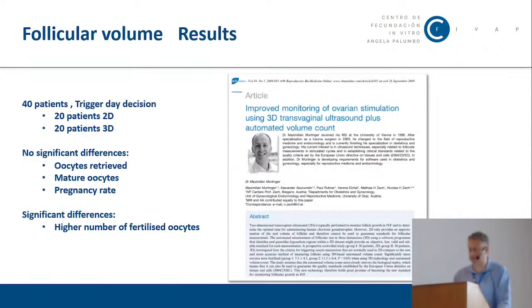Mortinger, also in 2009, carried out a study comparing 2D versus 3D ultrasound in the decision to induce ovulation. The difference with our work was Mortinger used the diameter of the sphere obtained for the follicular volume. In 40 patients, separated in two groups, they obtained no difference in the number of oocytes, mature oocytes, and pregnancy rate. They did obtain a difference in fertilization, which was higher in the 3D ultrasound group.